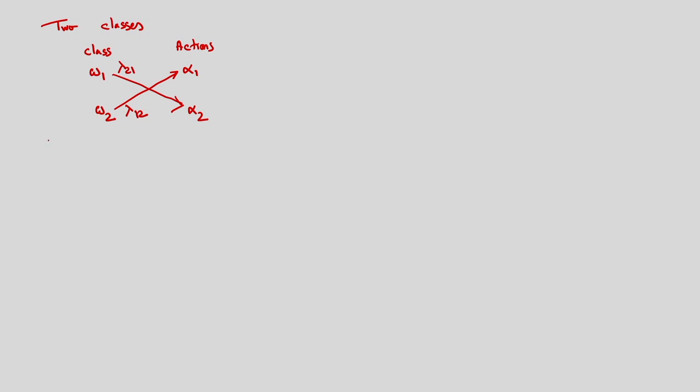So that means I can consider these losses. Lambda 1 1 is nothing but alpha 1 given omega 1. So action alpha 1 is considered for the class omega 1. And similarly, I can determine lambda 1 2, lambda 2 1, and also lambda 2 2. So all these losses I can determine.